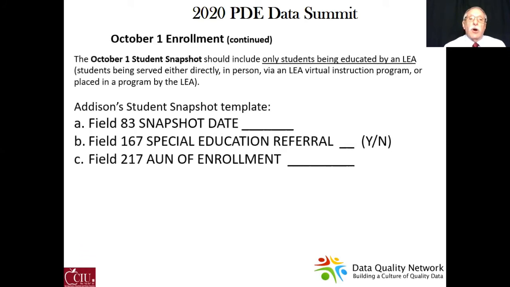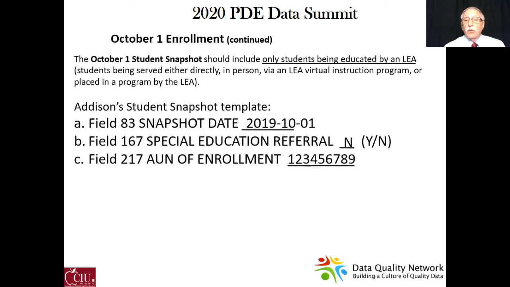So continuing on with the October 1 student snapshot, it should only include students being educated by an LEA. So for Addison's student template, what should the student snapshot for October 1 have? Obviously, it should have October 1 for the snapshot date. And what about the special education referral? It should be a no. And why is that? Because he's not being served by someone who reports to PIMS.